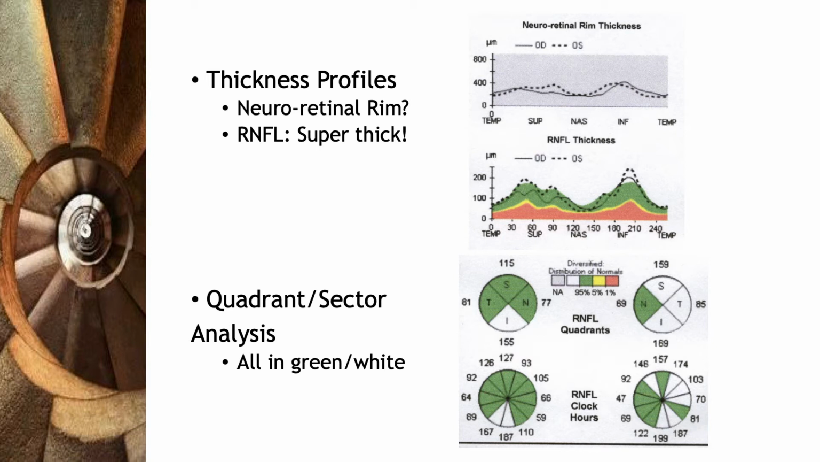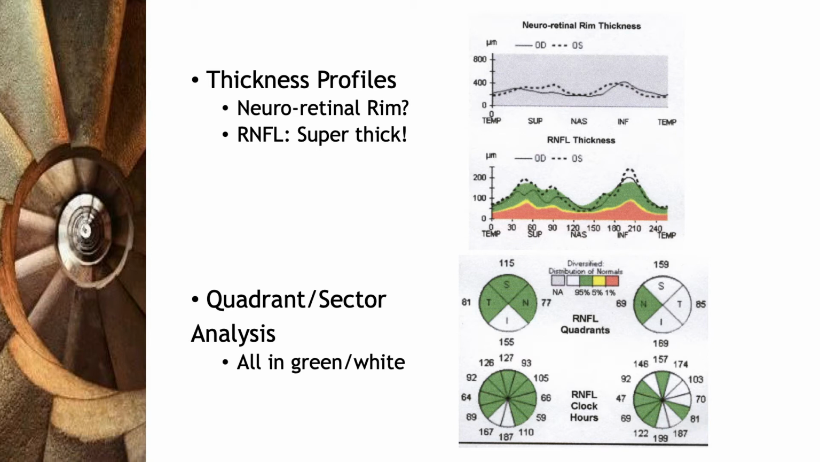But one thing that I'm drawn to, especially in the superior sector, is this asymmetry between the right eye, which is still well within the green, well within the so-called normal database, but which is significantly thinner than the left eye. If we come down to our quadrants, and honestly, I don't look at this too often, you'll see superiorly he's got a measurement of 115 microns in the right eye compared to 159 microns in the left eye.